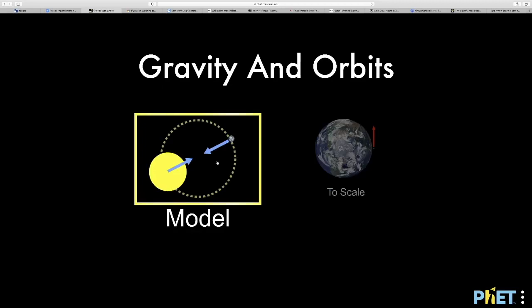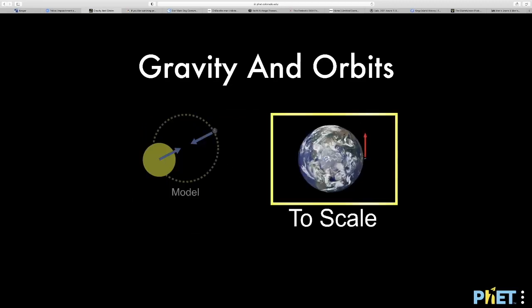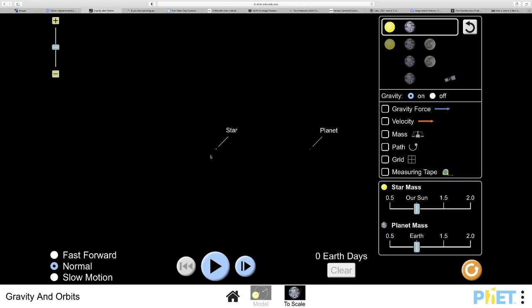Now, you've got two choices here. You can use what's called the model or to scale. To scale really shows the size of the Earth, the Moon, and the Sun realistically, if you really wanted to see what they were like. But the only problem with this is, as you can see, they both just look like little dots. But we're going to give this a try. We're going to show the Sun, the Earth, and the Moon. We're going to show the path. So let's give this a shot.